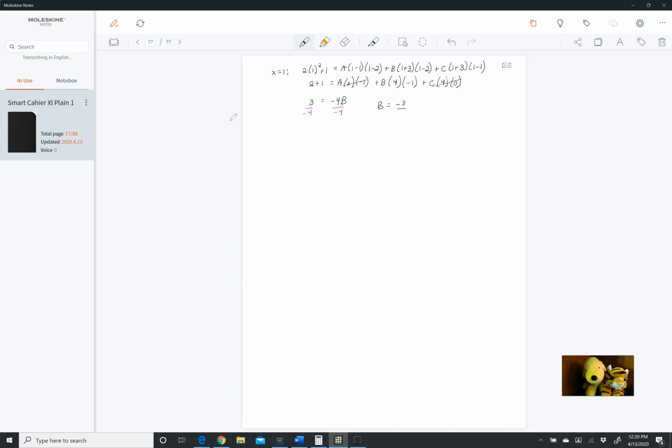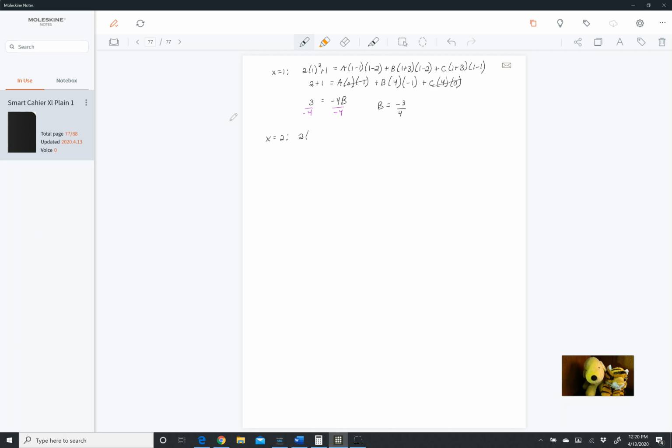And yes, these are a lot of work. It does take time to solve these partial fraction decompositions. It's not a short process, but it's not a difficult process either, right? All of these things, we haven't done anything that's particularly difficult. And then finally we said if we plug in 2, we'll be able to solve for C. So let's plug in x equals 2.